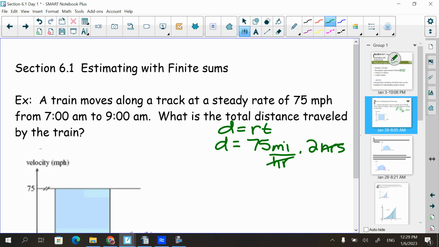The hours reduce. 75 times 2 is 150 miles. So the distance that this train will have traveled in that 2 hours is 150 miles. Okay. What I would like to do with that, because I know you understand that and you're fine with that answer, but now let me apply it to how we need to use it in calculus.